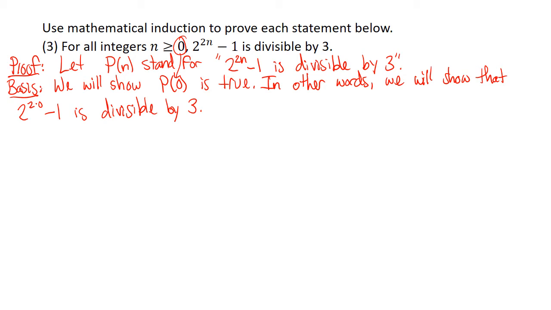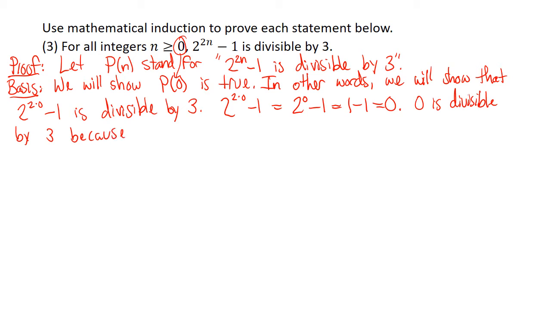And now to do that, I just need to figure out exactly what 2 to the 2 times 0 minus 1 is. So 2 to the 2 times 0 minus 1 equals, let's see, that's 2 to the 0 minus 1, so that's 1 minus 1, oh, that's 0. So 0 is divisible by 3 because 0 equals 3 times 0. Okay, so if 0 can be factored into 3 and another integer, that means it's divisible by 3.